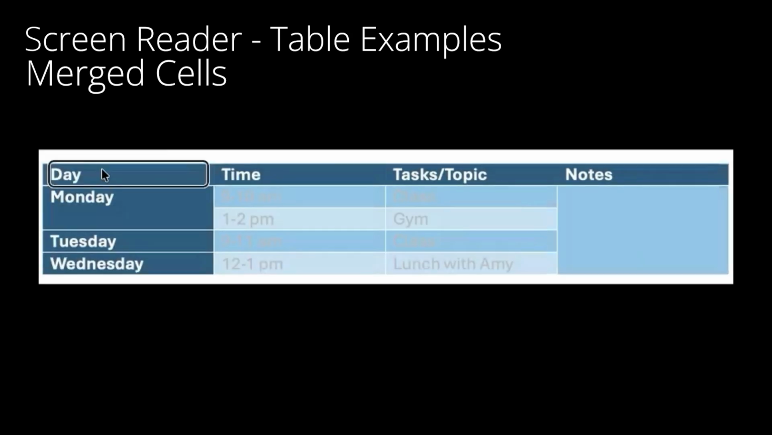Table. In table, day. Column 1, row 1, time. Column 2, row 1, task/topic. Column 3, row 1, notes. Column 4, row 1, day Monday. Time 9:10 a.m., tasks topic class. Notes empty cell, day empty cell, time empty cell. Tasks topic 1:02 p.m., notes gym. Day empty cell. Time Tuesday. You are currently on a tasks topic 9:11 a.m., notes class. Day empty cell. Time Wednesday.